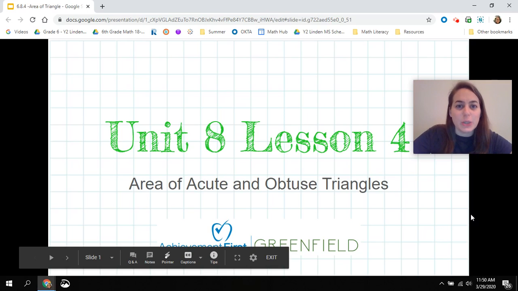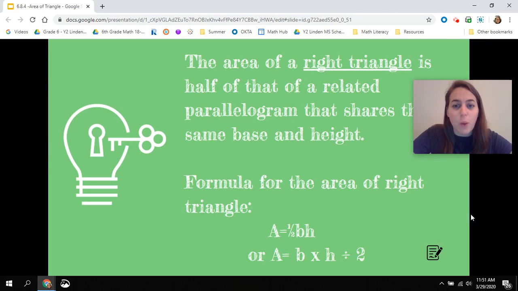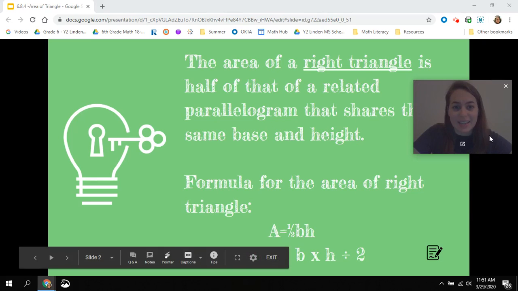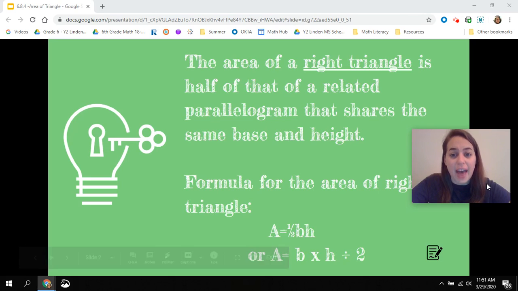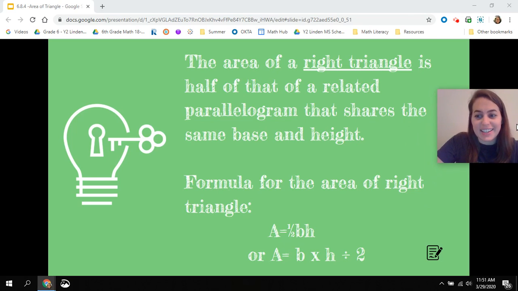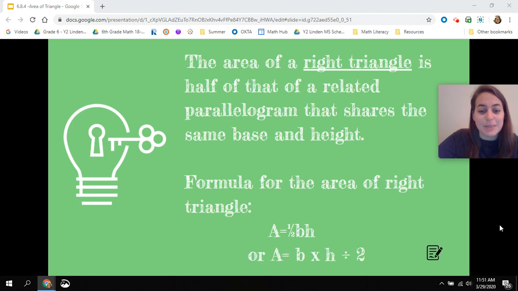Today, we're going to be doing Unit 8, Lesson 4, the area of acute and obtuse triangles. We're going to be building off of what we learned in our last lesson. We've found that the area of a right triangle is half of that of a related parallelogram that shares the same base and height. And we came up with two formulas that we could use. Area equals half base times height, or area equals base times height divided by 2.